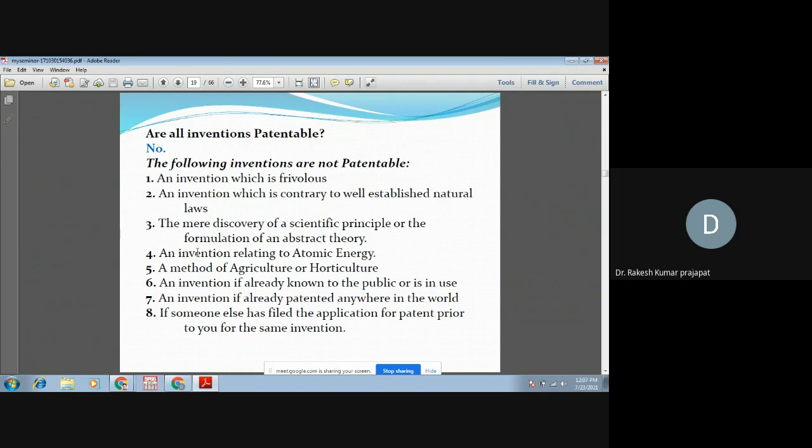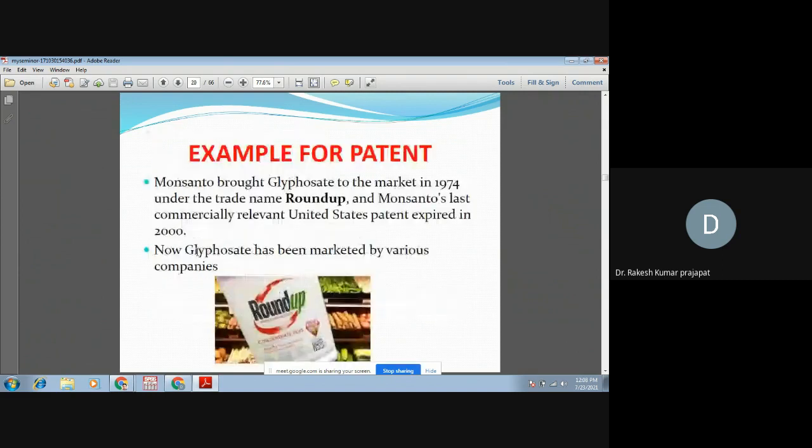An invention already patented anywhere in the world, if someone has filed the application for a patent prior to use, for the same invention. The examples for patent: Monsanto brought glyphosate to the market in 1974 under the trade name Roundup Ready. Monsanto's last commercially relevant United States patent expired in 2000.